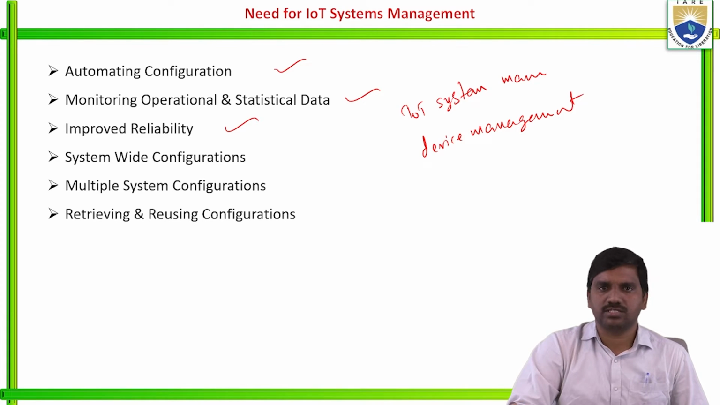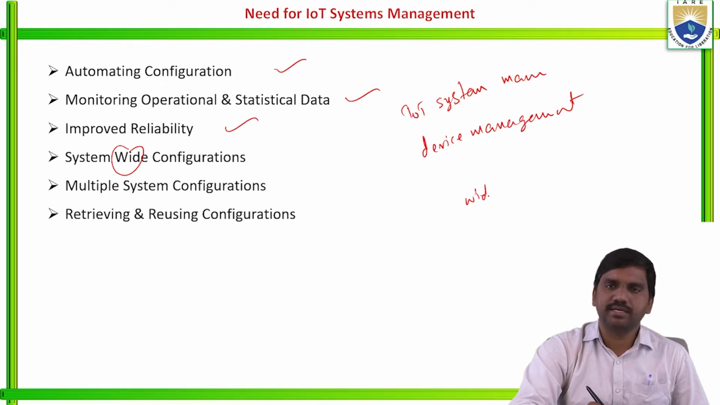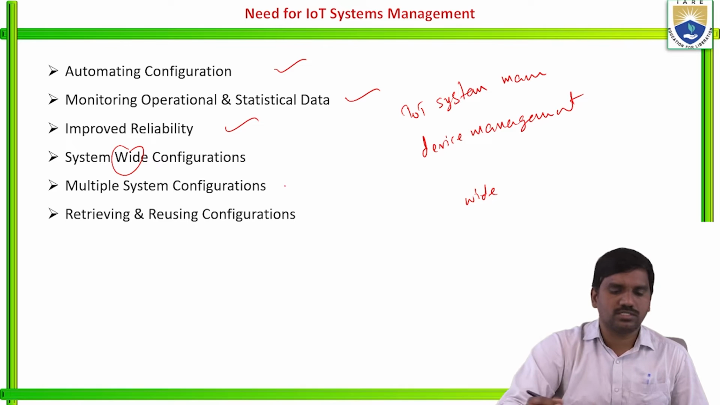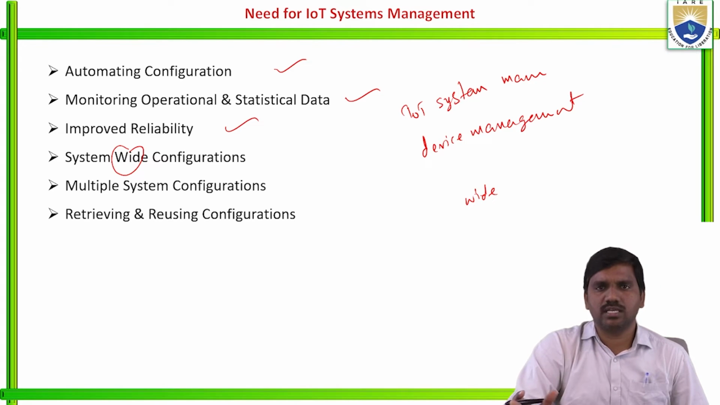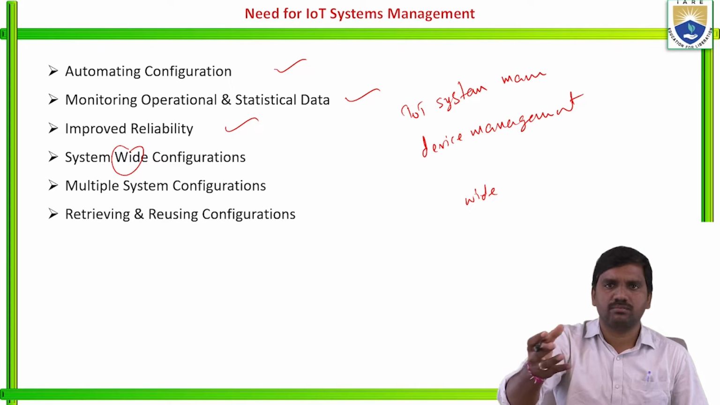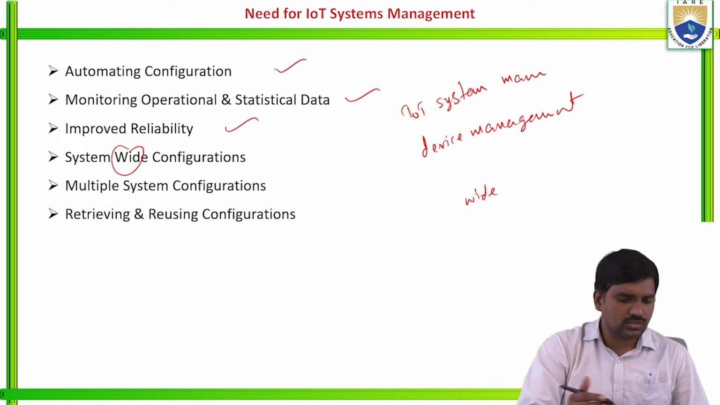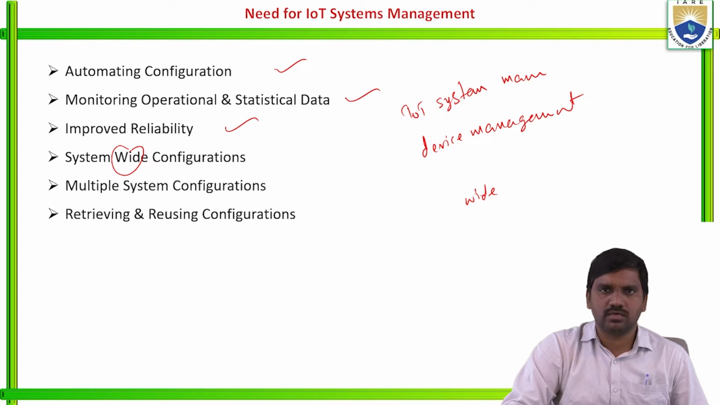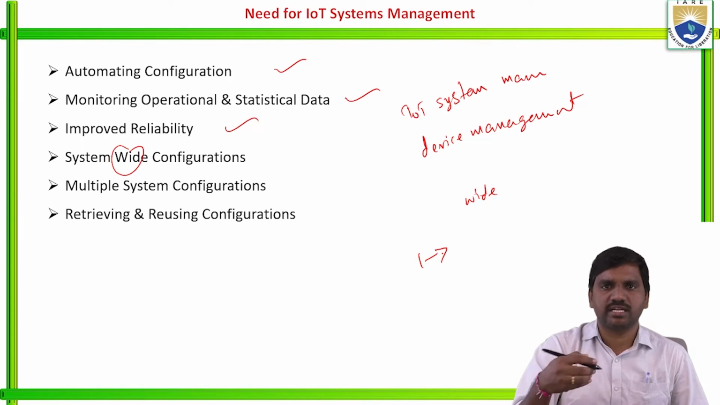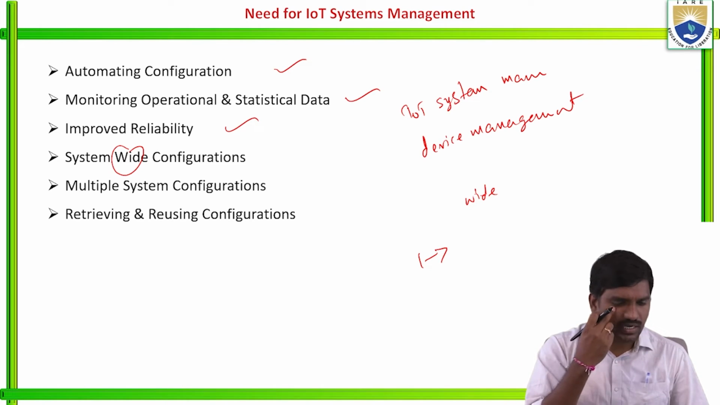Next, system wide configuration. It is not a very simple configuration. It acts as a wideband, not narrow band, configuration. Next, multiple system configuration. It is not only a single end with a single device. It can connect to multiple devices with multiple networks or multiple configurations. Next, retrieving and reusing configuration. One time is not enough, so again and again we can use and configure the devices and process the data. So this is about retrieving and reusing configuration.